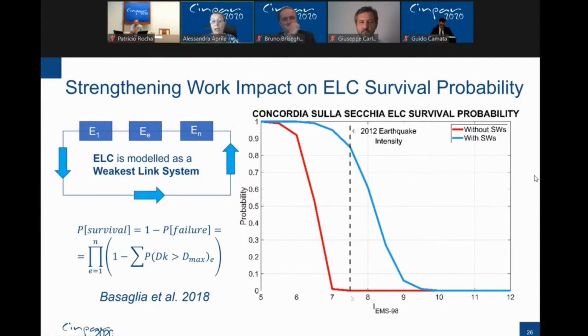And you can see, of course, that for an earthquake intensity of 7.5, we get an 85% probability of survival for the ELC subsystem. And this is really important.